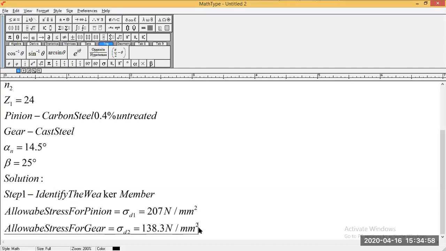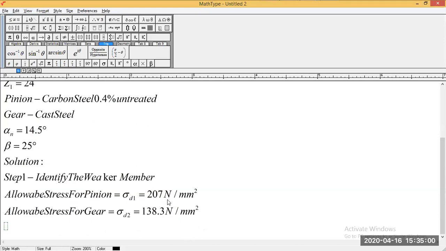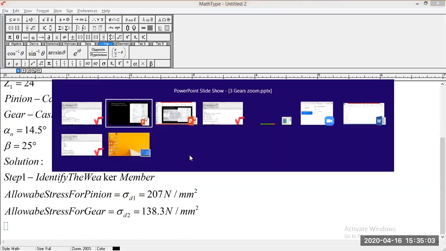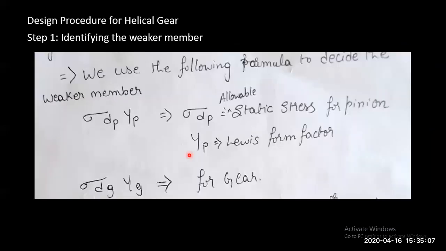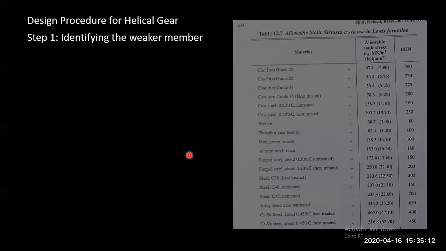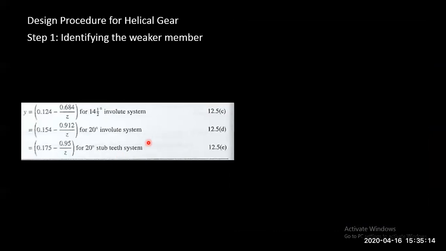Right. So undecided still. So that means we need to find the form factor. Go back to the steps. So we need to find y. So this y is to be found. Okay, so this is where we get the y from. We have 20-degree involute system. The alpha value is 20. So we'll use this. So 20-degree involute. It's not given whether it's a stub. So we'll just use the usual form for this.